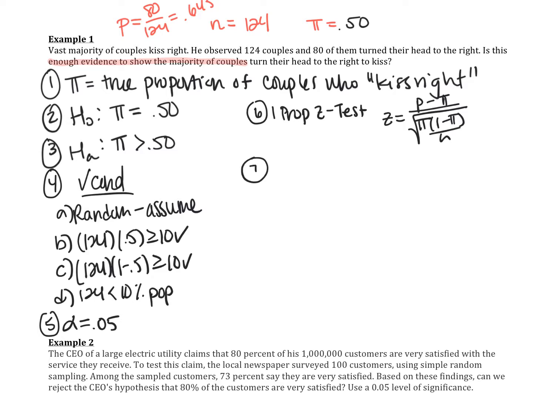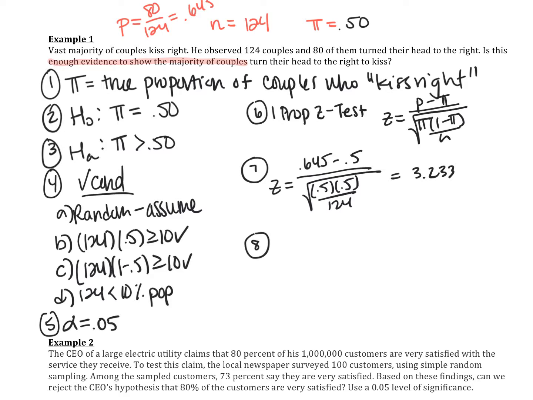Step 7, we're actually going to calculate the z-score. Z equals p, which is 0.645, minus pi, 0.5, over the square root of 0.5 times 0.5 over 124. You can crunch this out, and it turns out to be 3.233.